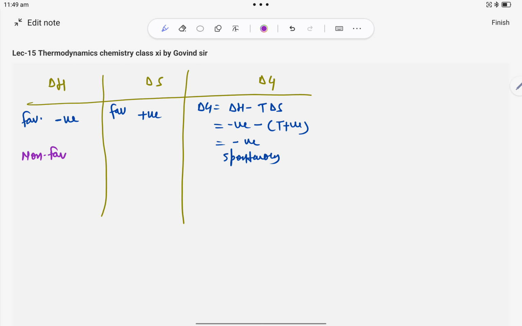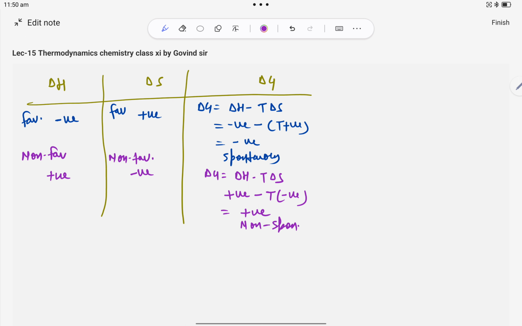Now the non-favorable condition for enthalpy: if positive. Non-favorable condition for entropy: negative. So delta G is delta H minus T delta S: positive minus negative, so overall positive. So that is the condition for a non-spontaneous process.